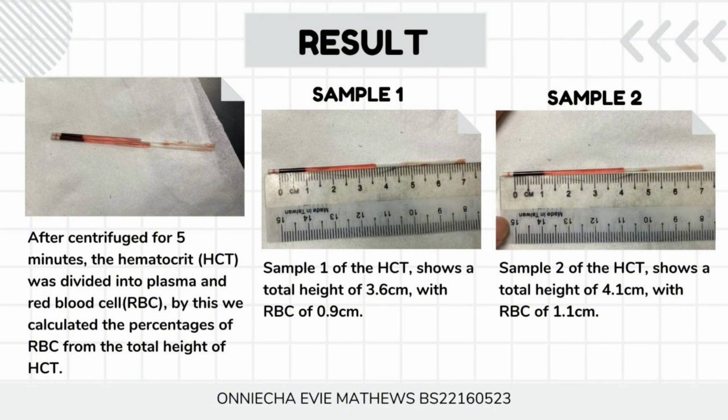One shows a total height of 3.6 cm with the total length of red blood cells being 0.9 cm. The next picture shows sample 2 of hematocrit, in which the total length of HCT is 4.1 cm with the length of RBC, or red blood cells, being 1.1 cm.